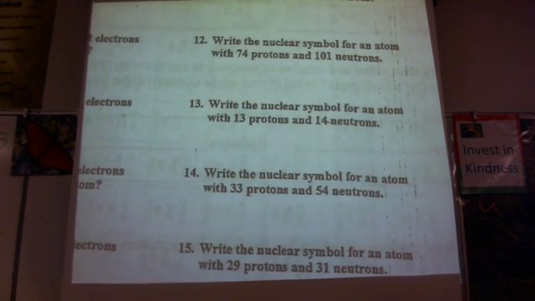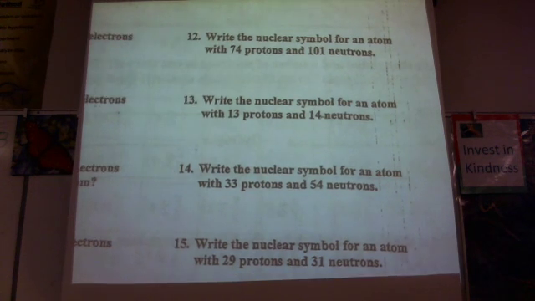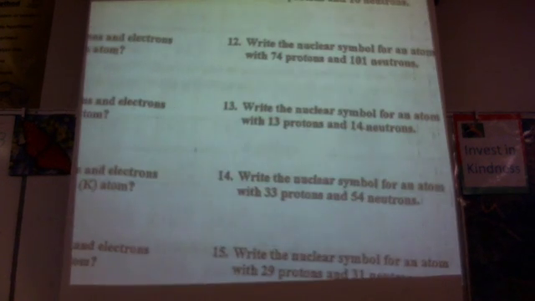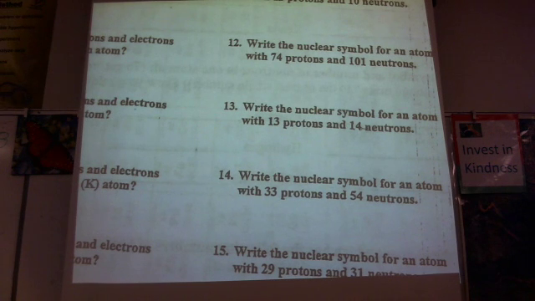So make sure you answer the questions. What's asked? If it asks for symbol, you write the symbol. If it asks for the name, you write out the name. Okay? All right. So go ahead and get started. You guys can whisper and work together if you need to at your group tables. Make sure you're not copying because copying is not learning. It's copying. Okay?